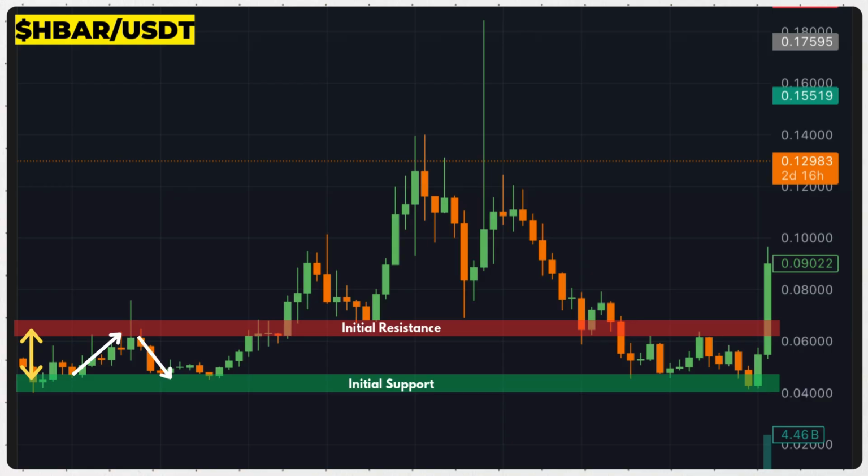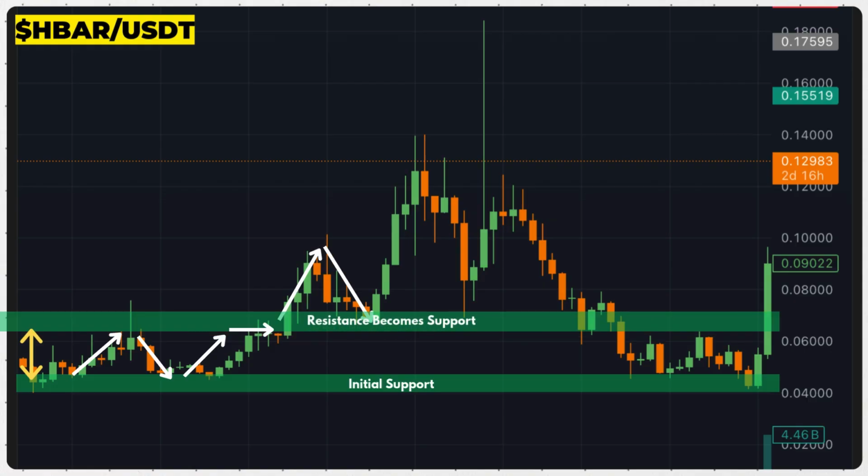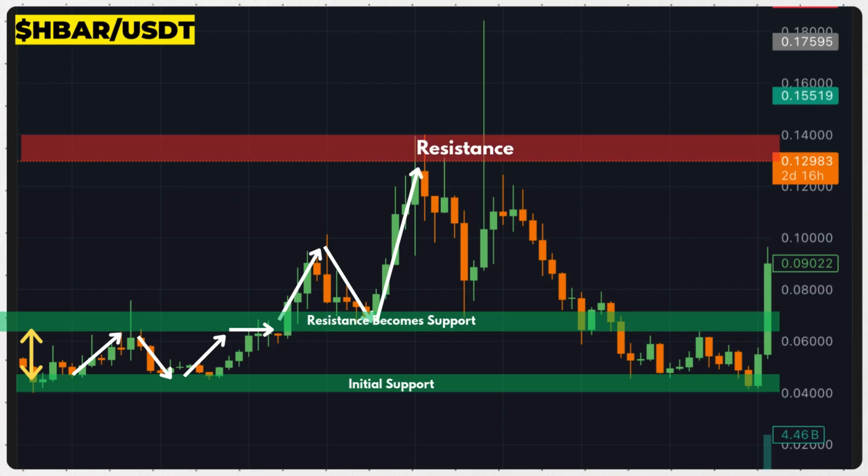When price dropped back into the 0.05 support, buyers stepped in once again and pushed price right back up to 0.07, and notice how price hesitated there, forming these indecision candles. Once HBAR finally broke above 0.07 with a clean move, momentum kicked in and price expanded all the way to 0.1. During that move, the previous 0.07 resistance flipped into support, helping price climb further toward 0.13.